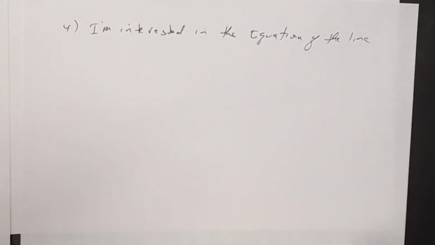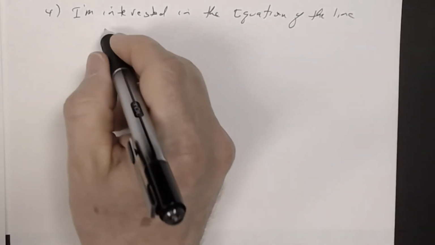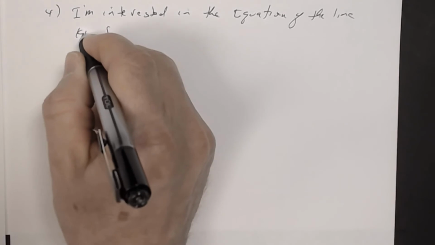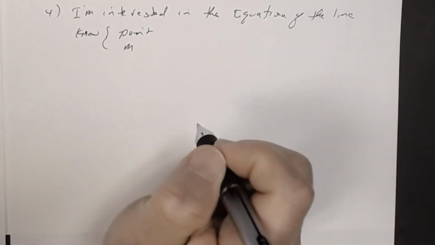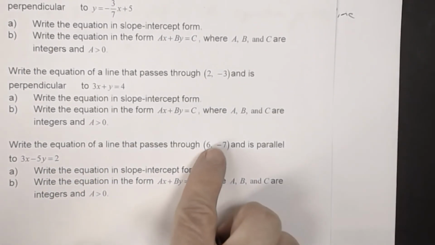Okay, now if I'm interested in writing the equation of a line, then I need to know a point on that line. These are the two things I need to know: a point on that line, and the slope. Well, do I know a point on that line that I'm interested in? Yes, you do. It goes through this point, 6, -7.